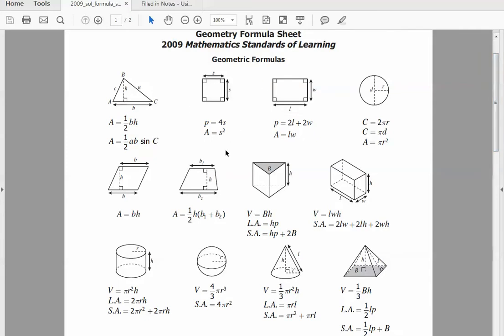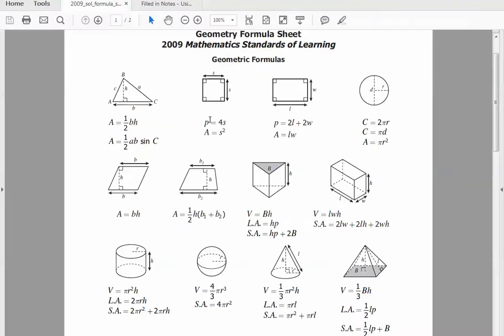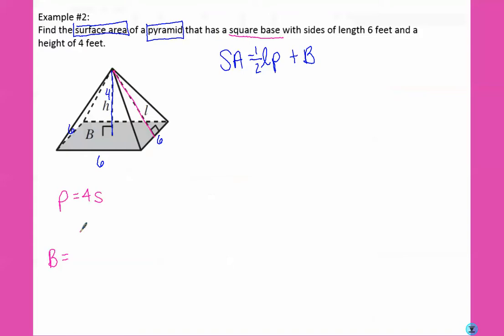Here's our square. So the perimeter will equal 4 times the side, and the area of the base, area is S squared. Well, it told us the side lengths are 6. So perimeter equals 4 times 6, which is 24. And the base equals 6 squared, which is 36. So now we've got P and we've got B.